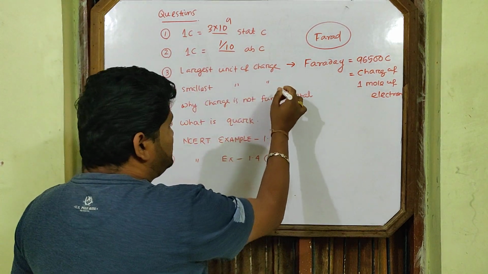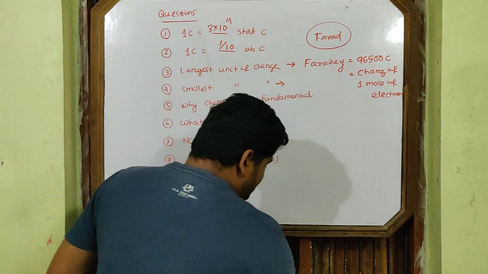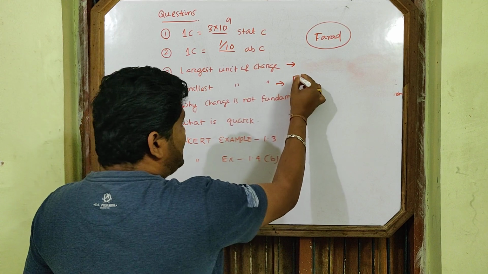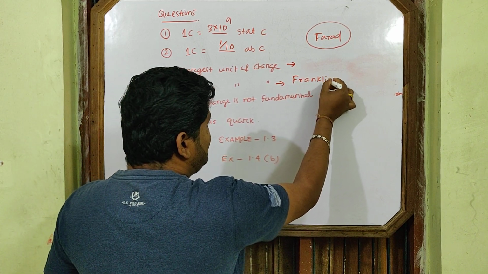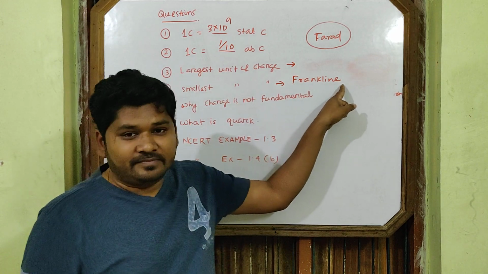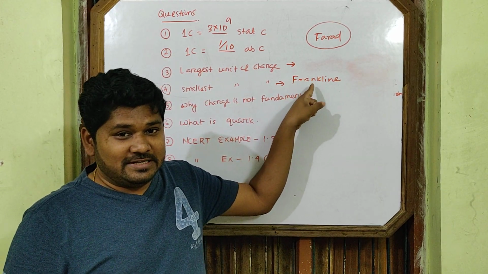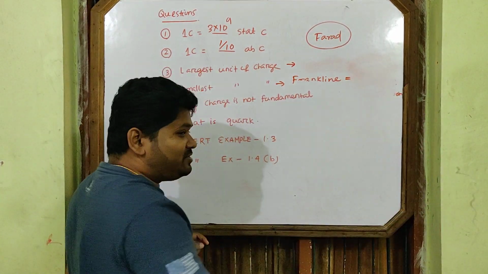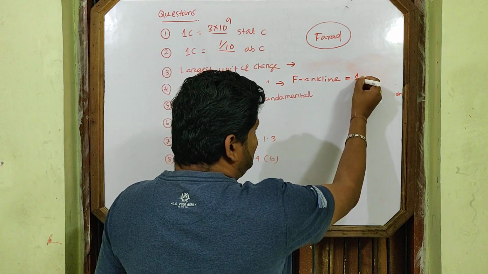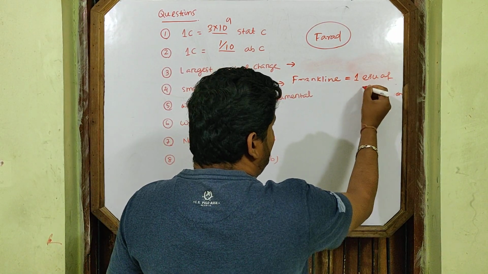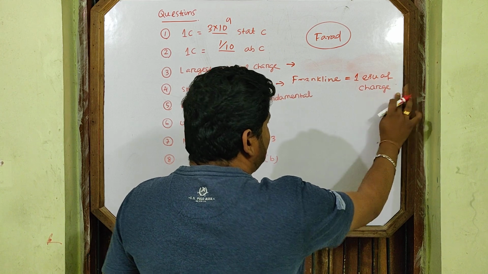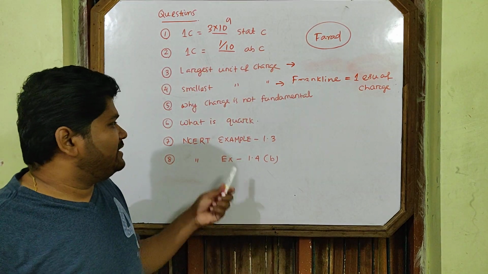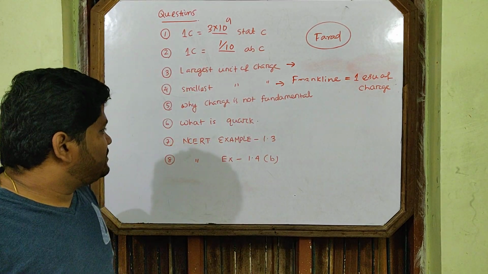Smallest unit of charge. Smallest unit of charge is Franklin. Franklin is smallest unit of charge. I hope already you have also written this answer. So Franklin is equal to, how much you have done? Now check, 1 ESU of charge. This is 1 Franklin. This is the smallest unit of charge, Franklin.